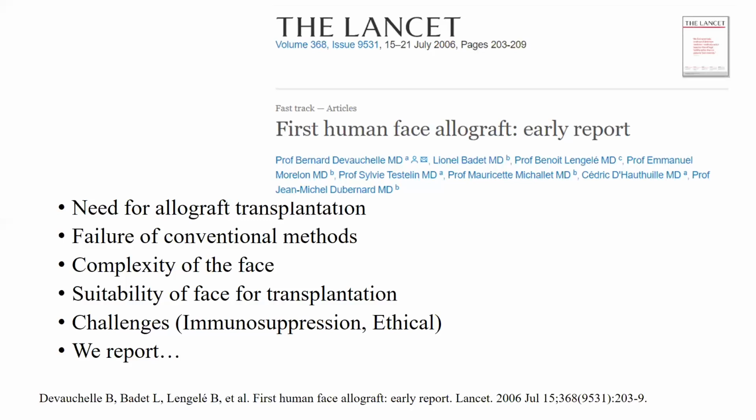So they started with the general allograft, then they went to the face, and then they discussed the suitability of face for transplantation. They discussed the challenges, which are the immunosuppression and the ethical issues, and they say we report the first case of a human face transplant.